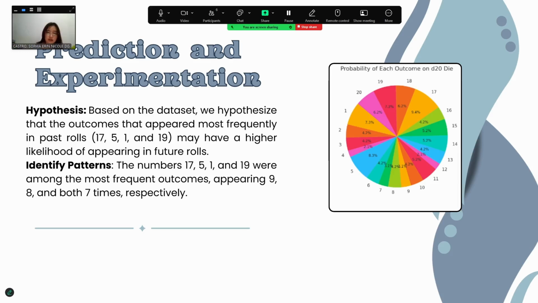Based on these outcomes, we formed a hypothesis. Numbers that showed up more frequently in past rolls might appear more often in future rolls. So, numbers like 17, 5, 1, and 19 became our focus for prediction. We identified this pattern to see if it could influence practical application in gameplay.